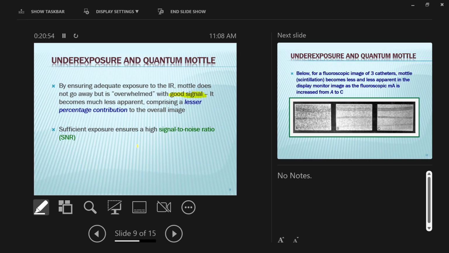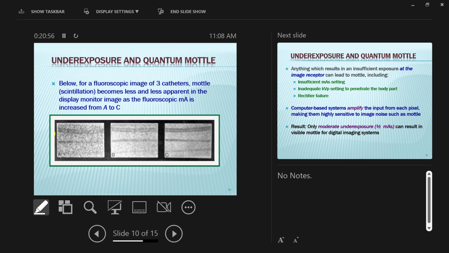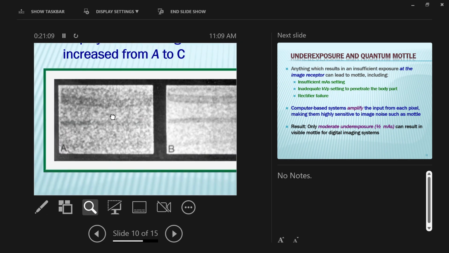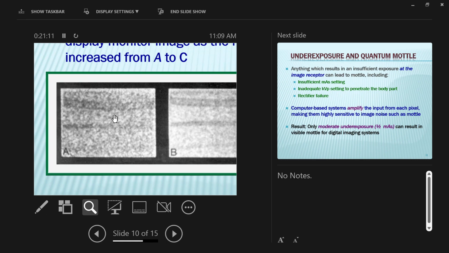Here's a real world example. This was done under fluoroscopy, and all they did was take some tissue equivalent material and put catheters in it, 3 catheters. In image A, with insufficient mA, it's mottled. It's granular, grainy, right? It's hard to tell where those 3 catheters are. I can see 2 of them, the top one and the middle one, those dark lines, right? So there and there. I can see there's something going on there.